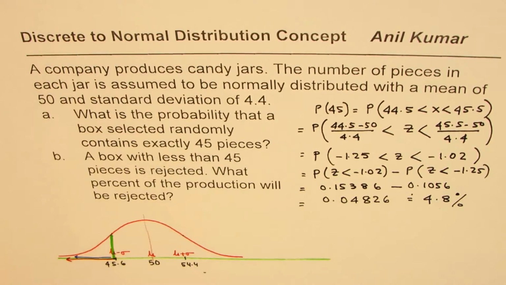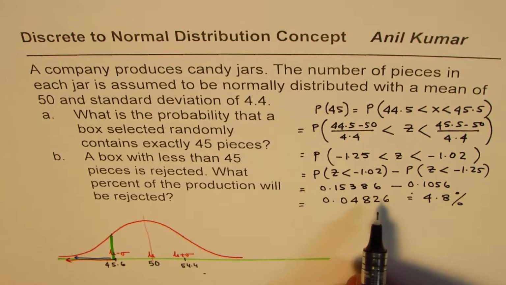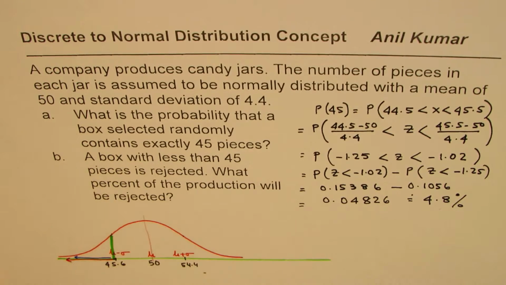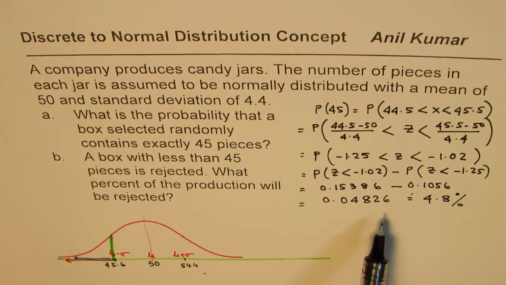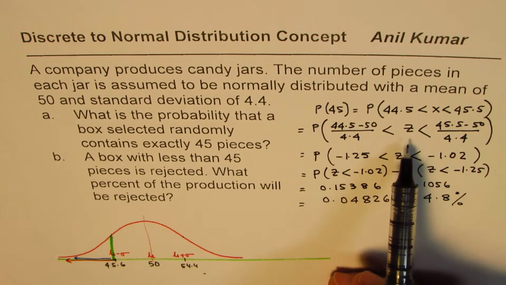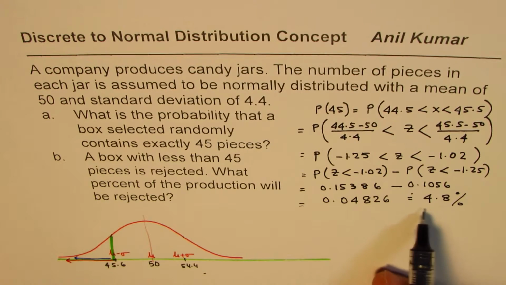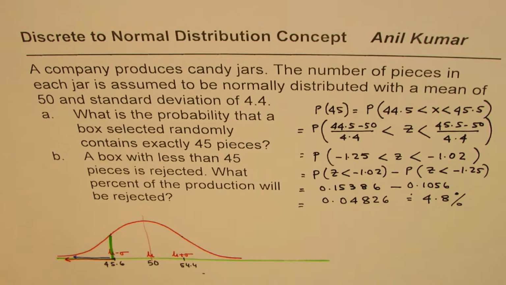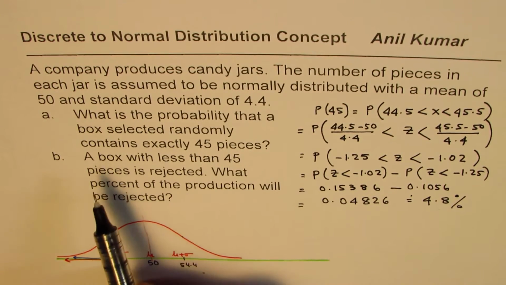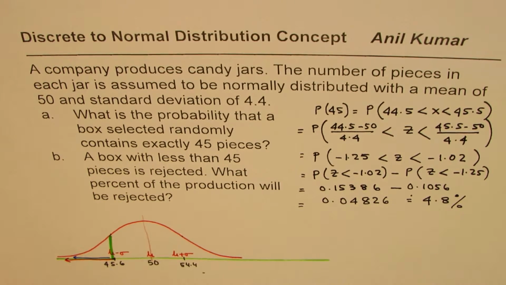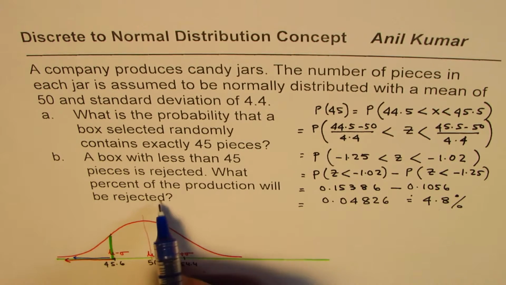So 4.8% of boxes will have exactly 45 pieces. Right? That is how we could get that answer. So I hope these calculations are clear. What we did was a translation into Z scores, and then we use the tables to find the value. So we could actually analyze discrete data also using normal distribution. Now part B is, a box with less than 45 pieces is rejected. So what is that percent of rejection?